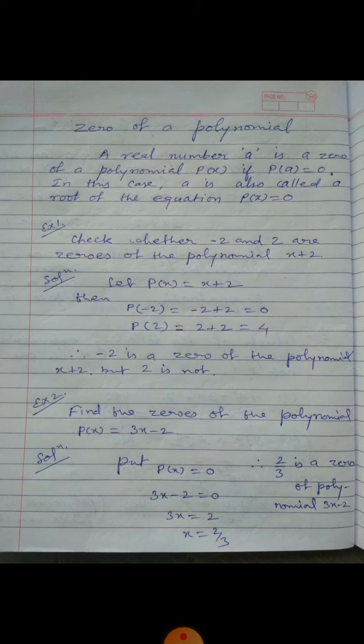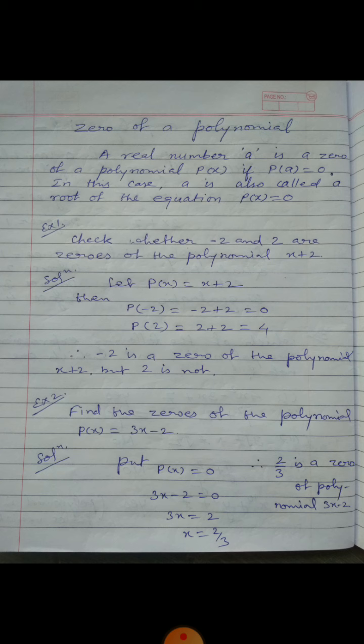So for checking the zero of this polynomial, the value of p(-2) is 0 and the value of p(2) is 4. So -2 is a zero of this polynomial, because at -2 our polynomial becomes 0. So -2 is a zero of the polynomial x plus 2, but 2 is not. We will take the next example.